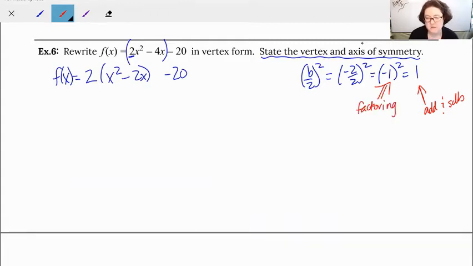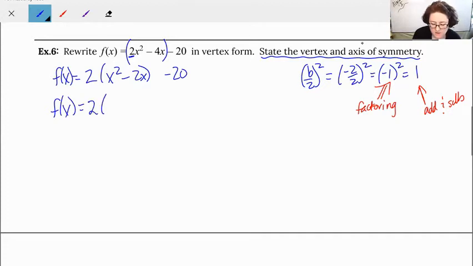Okay, so we need to be careful in this step. Here's why. If I'm going to take that 1 and add it on the inside, let me color code.